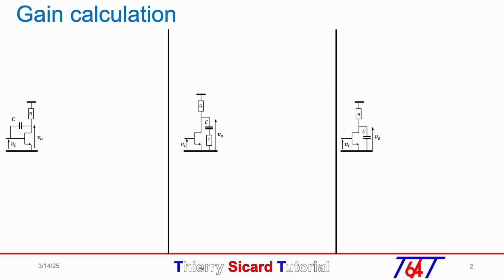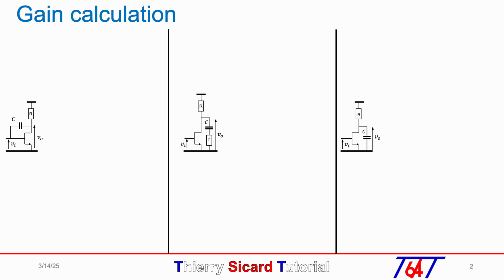We will examine the common source amplifier using a NMOS in three different cases. The first with a capacitor C between the gate and drain, the second with a capacitor C between the drain and ground and a resistor R in series, the third with a single capacitor C between the drain and ground.